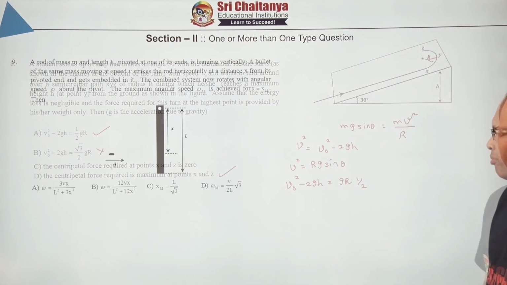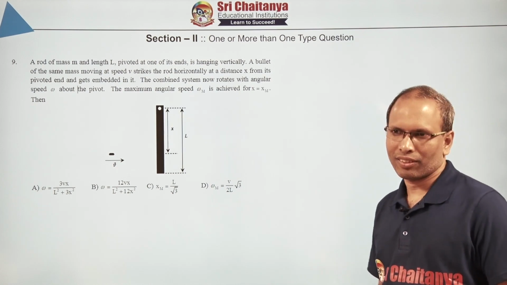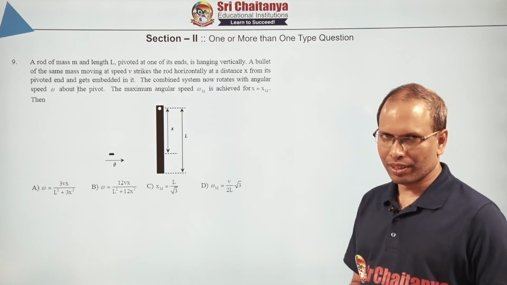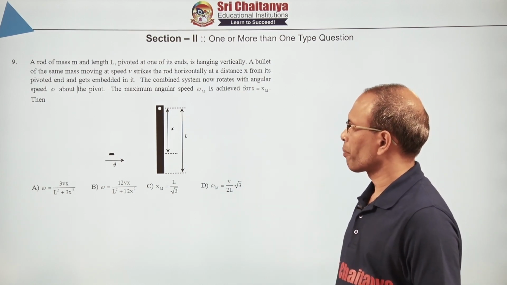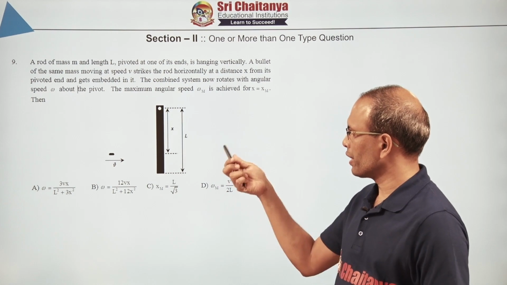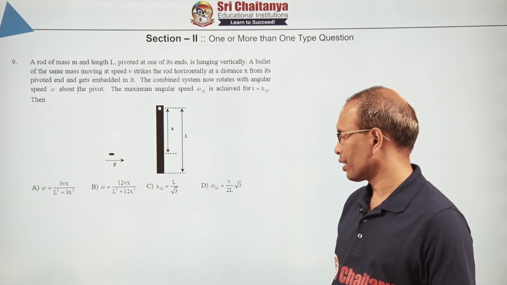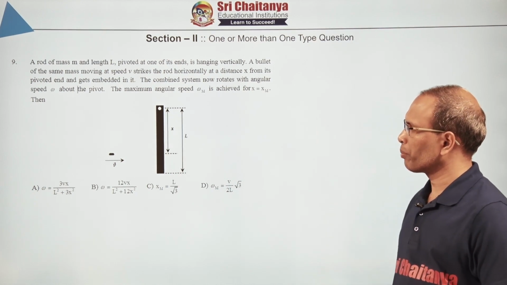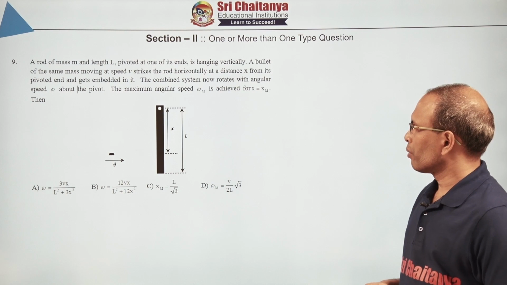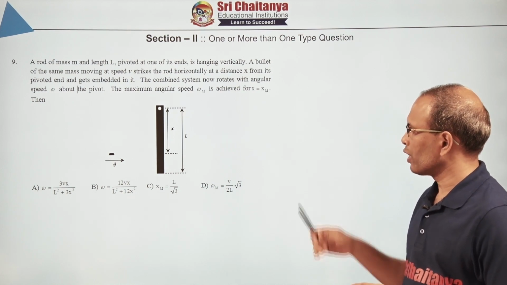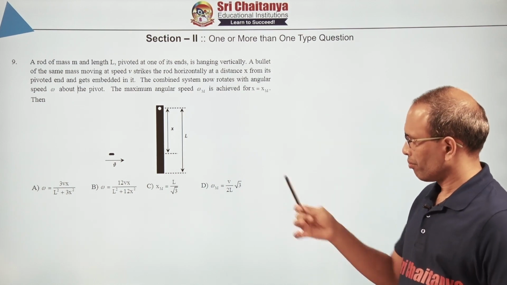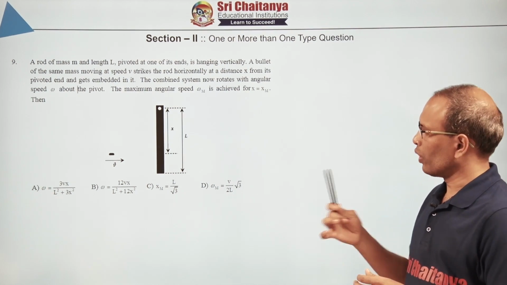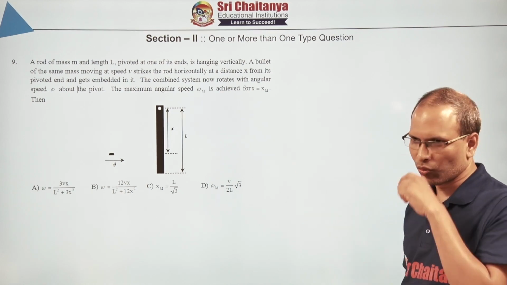Question number 9. Looking at the diagram, we can clearly see that it is from rotational mechanics. One of the simple concepts in this is a rod is pivoted and a bullet coming with a speed is hitting this rod and gets embedded in it. So the combined system now rotates with an angular speed omega about the pivot. He is asking for what value of x the maximum angular speed is achieved, and what is that maximum value of omega, and different things we have to calculate.